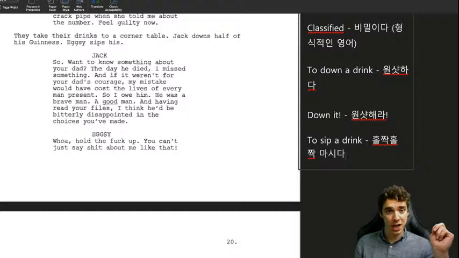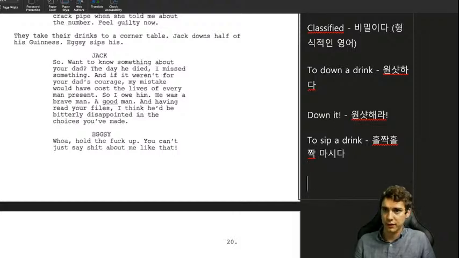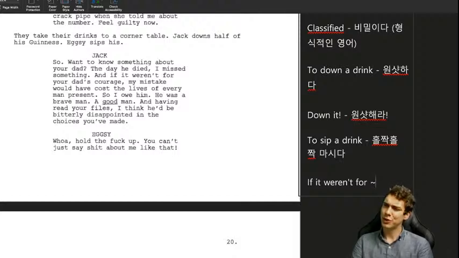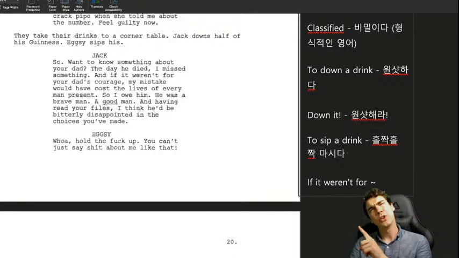And if it weren't for your dad's courage, my mistake would have cost the lives of every man present. 그래서 if it weren't for something. If it weren't for blah blah blah. How do I do a little squiggle? There you go. So yeah, if it weren't for your dad's courage, my mistake would have cost the lives of every man present. 네 아버지가 용기하지 않았다면 용감 없었다면 wasn't brave.